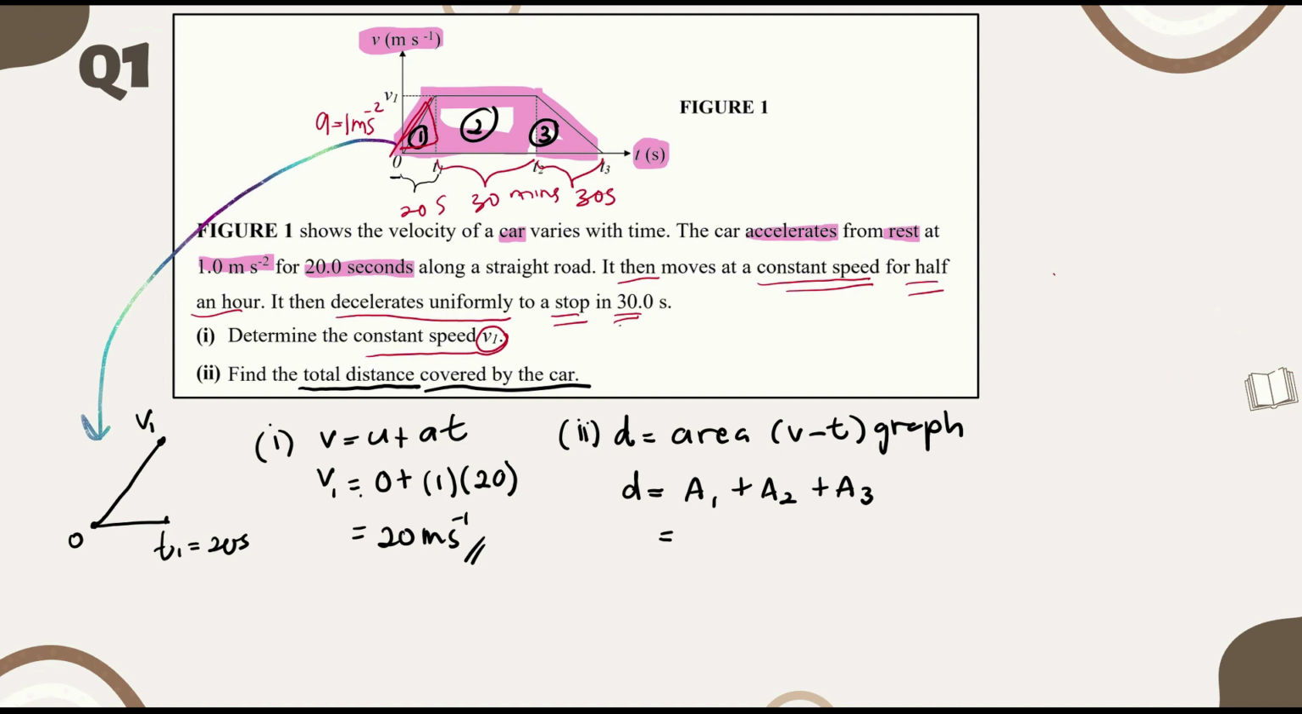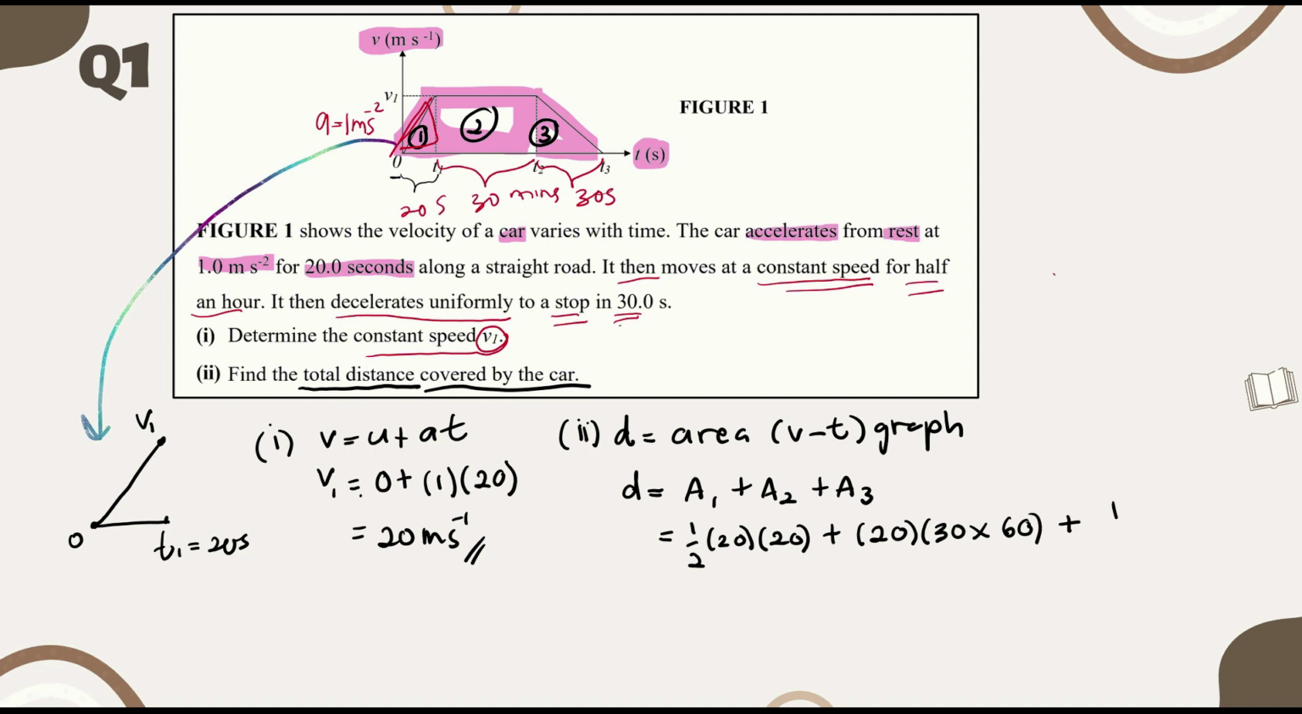Area number 1 is a triangle, so half, the time is 20, the v1 is 20. Area number 2, we have a rectangle. So v1 is 20, the time is 30 minutes. We need to convert it into seconds. So 1 minute is 60 seconds, so we multiply by 60 seconds.